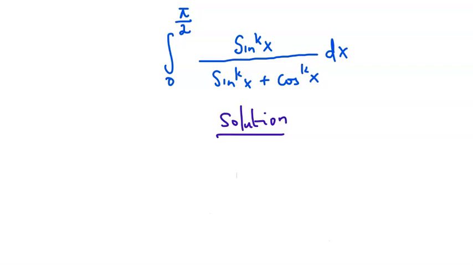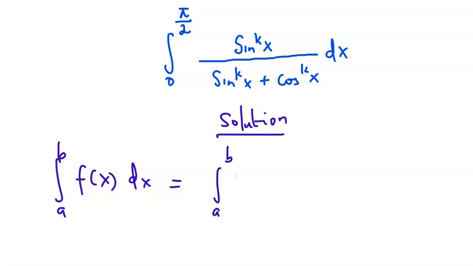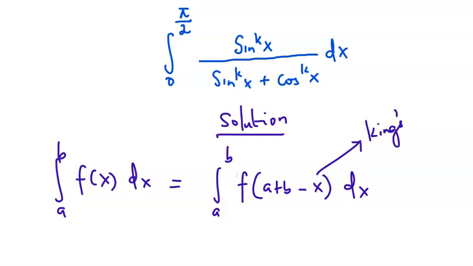So in this video, we're going to make use of the so-called King's property. Here is the property. We have the integral from a to b of a function of x dx. According to the King's property, this is the same as the integral from a to b of f of a plus b minus x dx, okay? So this right over here is called the King's property. Okay, so we're going to use this to solve this problem.